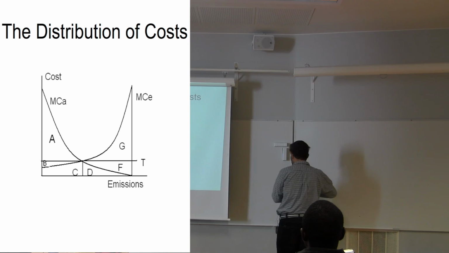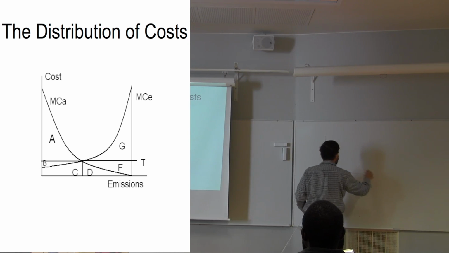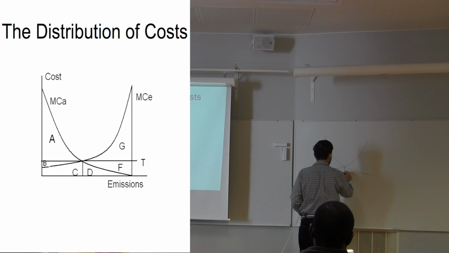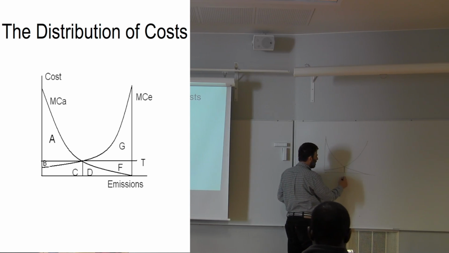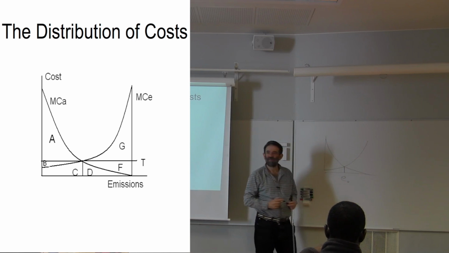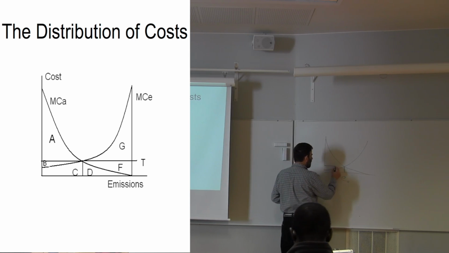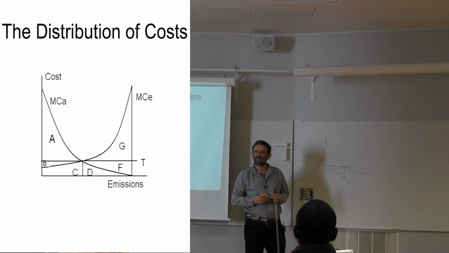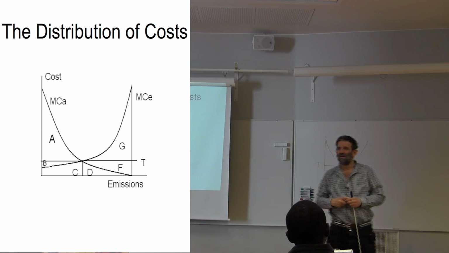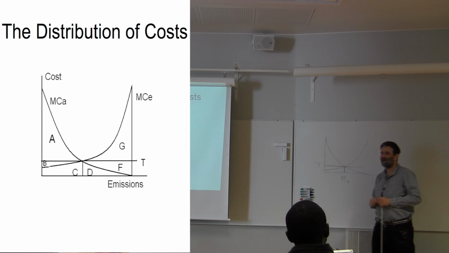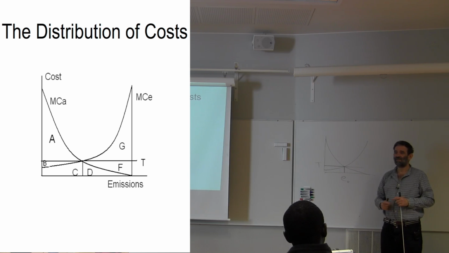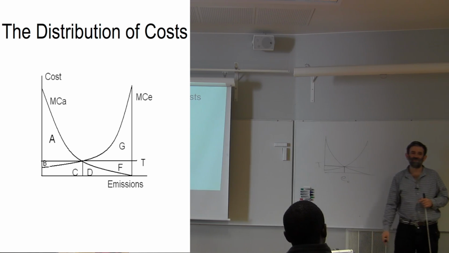Might be useful to have this over here as well. I drew that from here. So this is the optimum level of pollution. This is the optimum shadow value of the pollutant, which, when it comes to climate, is called the social cost of carbon.